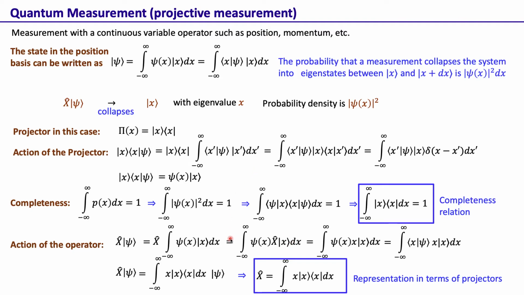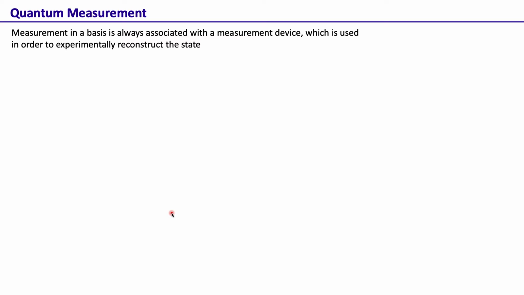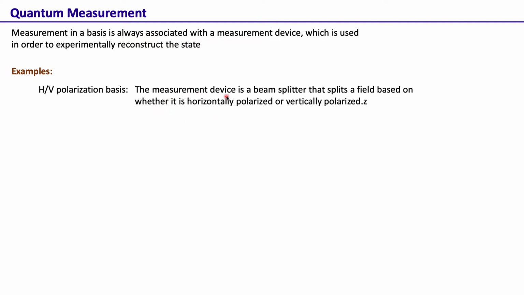Okay, this formalism is pretty much the same for the continuous variable as we had for the discrete, so no surprises here. Now when we talk about quantum measurement in a given basis, it is always associated with a measurement device, which is used in order to experimentally reconstruct the state when we don't know the state. For example, if we are doing the measurement in the horizontal vertical polarization basis, the measurement device is a beam splitter that splits a field based on whether it is horizontally polarized or vertically polarized.